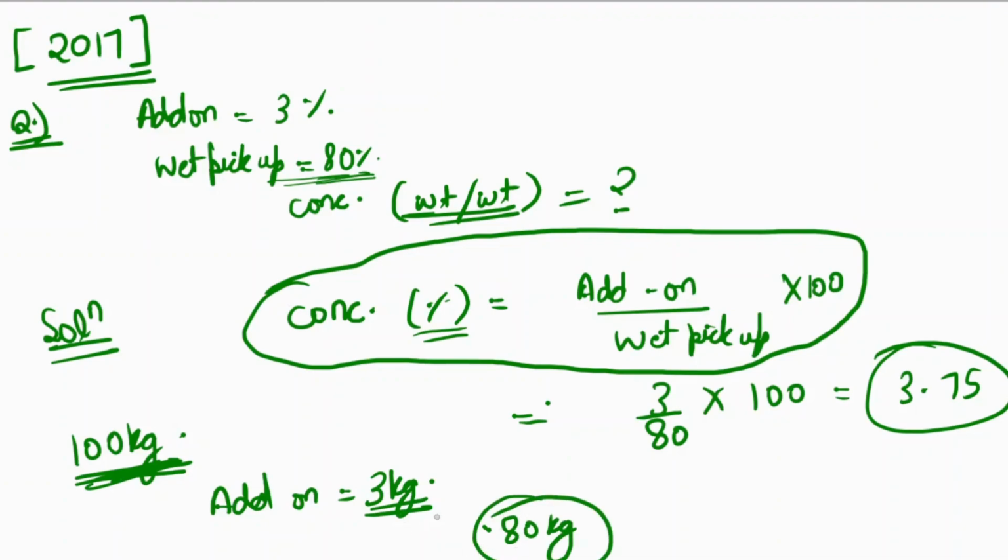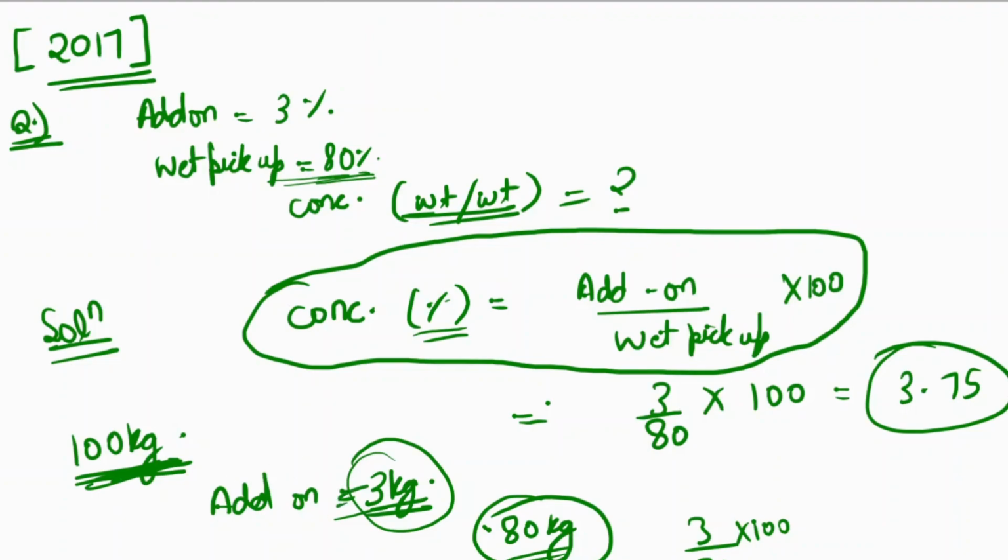So you have to write the concentration in weight per weight. You have to find how much dye is there in 80 kg. The concentration is gram per gram, that is 3 upon 80. Can you explain it again? Wait a minute.